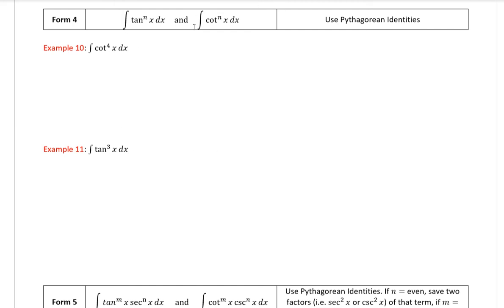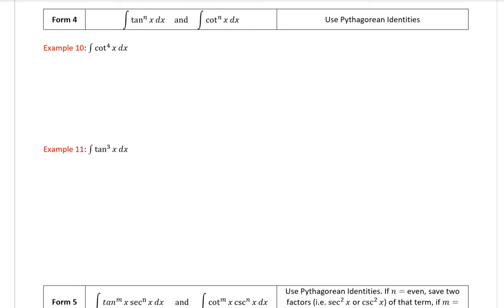Form 4 is where you have tangent or cotangent taken to some power. In order to solve both of these, all we need to use are the Pythagorean identities. Note that it doesn't actually matter for tangent or cotangent what power you have. You don't need to worry about that, because actually in these cases, what we typically want to have stick around are some even amount of that power anyway. That's typically what we'll use as the integral piece. You'll see a couple examples here.